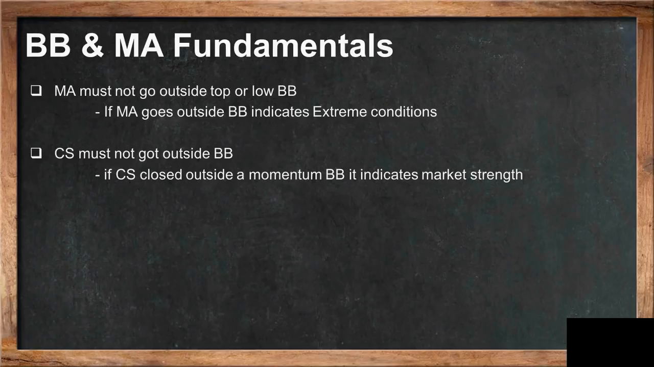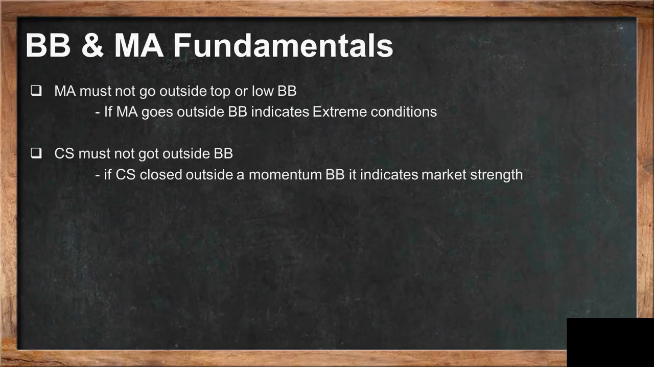Okay, so the BBMA fundamentals. It is a very, very important thing that you need to tell yourself. First things first, we need to make sure that both candles and both moving averages are not supposed to be outside of the Bollinger Band. If the MA is outside the Bollinger Band, that indicates extreme conditions. If the candle sits outside of the Bollinger Band, then it's probably a momentum that indicates market strength, or probably an extreme.